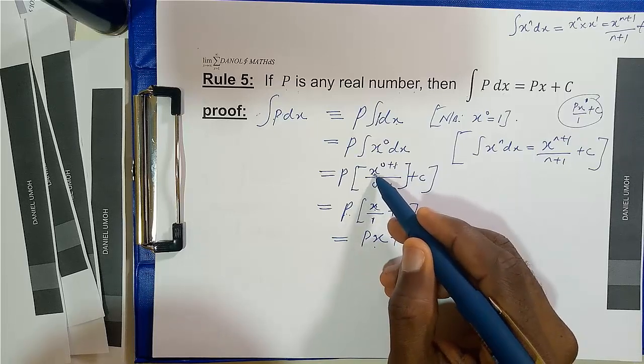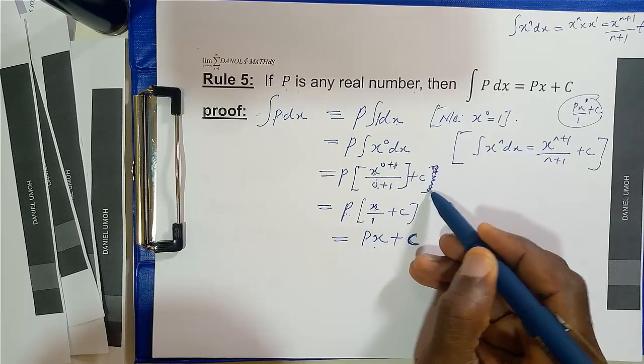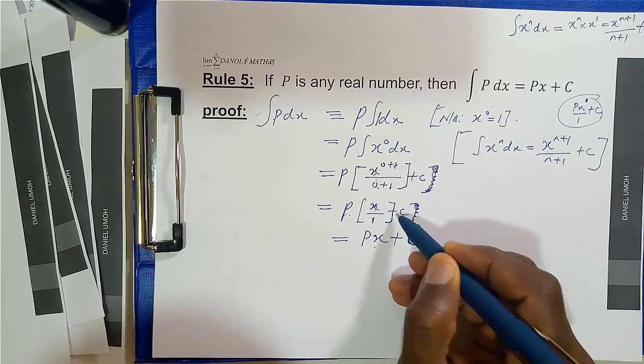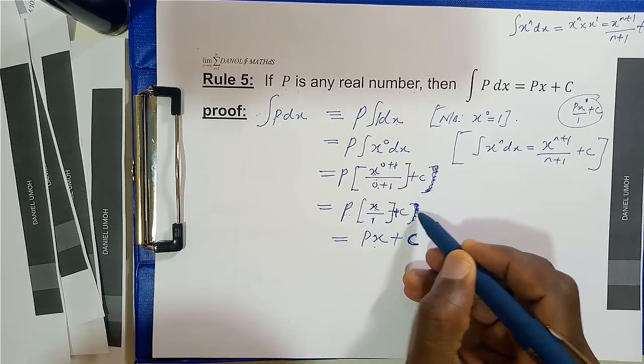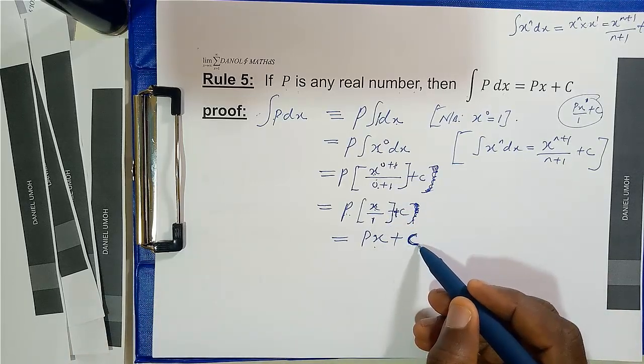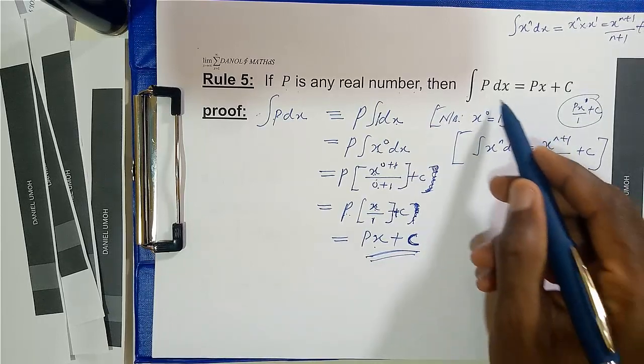Call this x raised to the power of 0 plus 1 over 0 plus 1 plus c. Maybe keep the c outside, so that you will not get confused till we get to that point where I'm going to tell you that any number multiplied by a constant is actually a constant. So this is actually the proof of this particular concept.